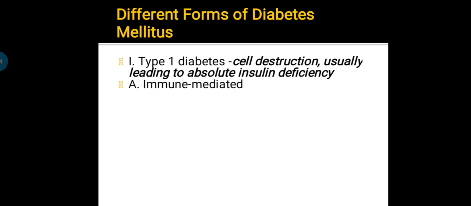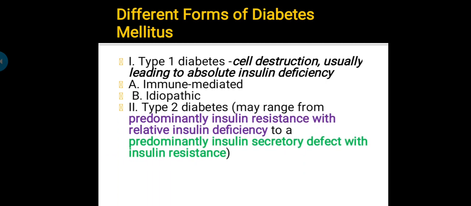So patients manifest the diabetes symptoms very early, and it can be immune mediated or idiopathic. Immune mediated can be confirmed by the presence of autoantibodies like anti-insulin antibody, anti-GAD antibody, that is anti-glutamic acid decarboxylase enzyme, and also anti-islet antibodies. These are the autoantibodies present in immune mediated type 1 diabetes, but more commonly it is idiopathic.